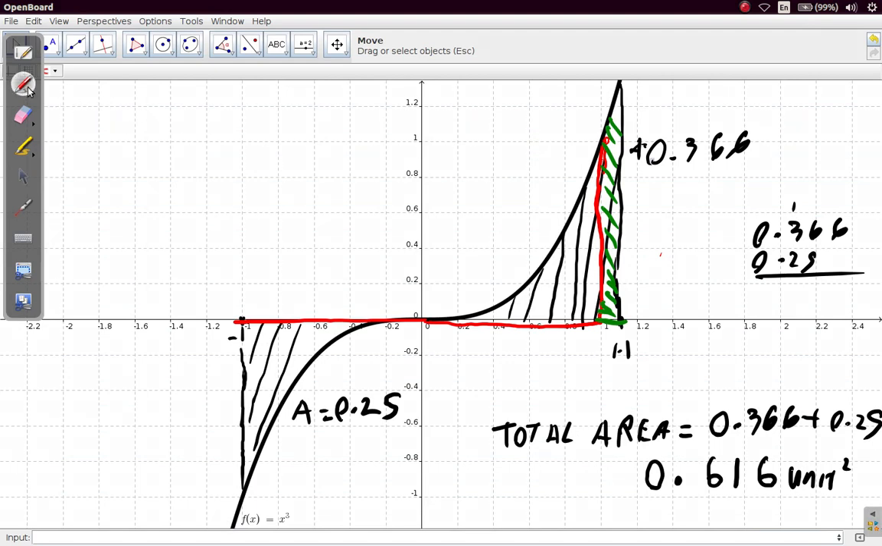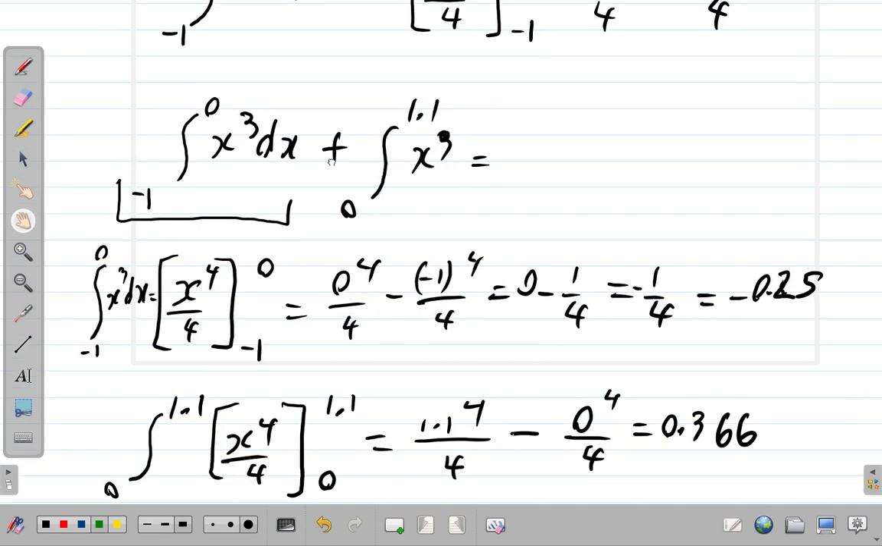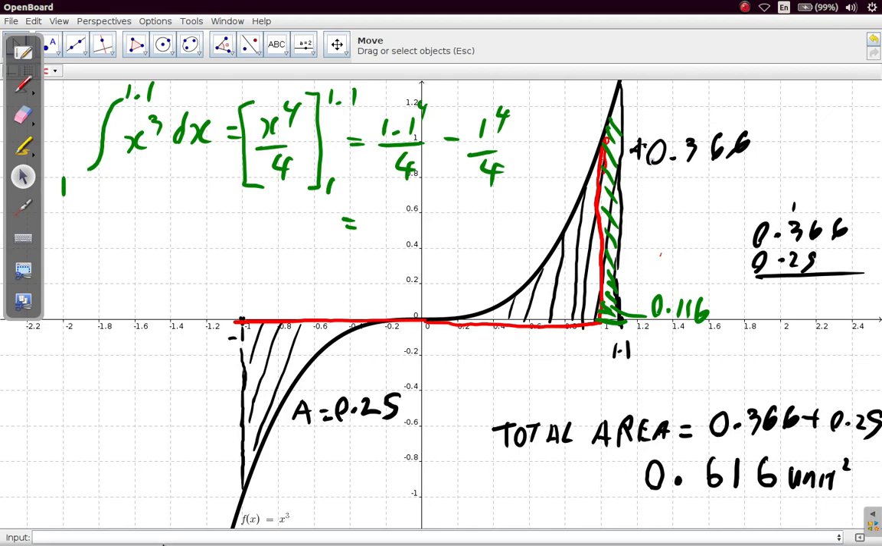Now, suppose we integrate from 1 to 1.1 of x cubed dx. Would we get the same 0.116? This area here, 0.116. Let's try it out. This would be x to the 4th divided by 4 from 1 to 1.1, which would be 1.1 to the 4th divided by 4 minus 1 to the 4th divided by 4. We had 1.1 to the 4th divided by 4 on our calculator, we didn't write it down here. Let's use our calculator to find that.